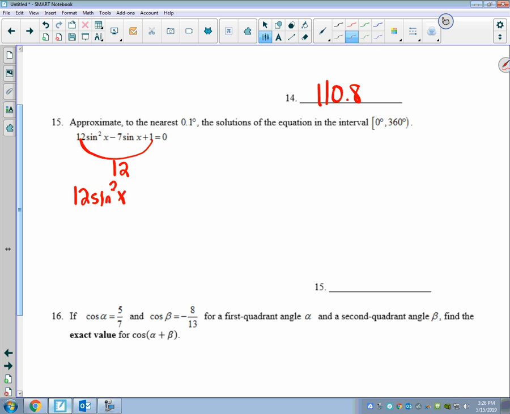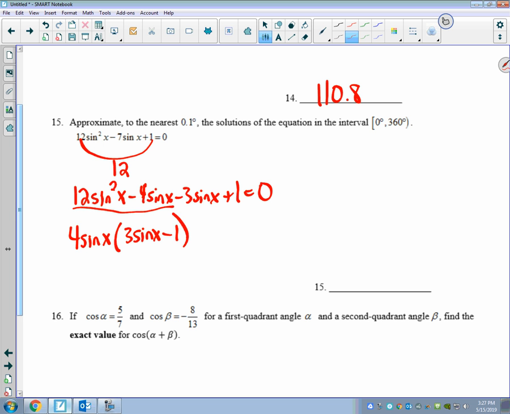So I wrote this as -4 sine of x minus 3 sine of x plus 1. And I did that factor by grouping, where I factored out a 4 sine of x, and I was left with 3 sine of x minus 1. And over here, I'd factor out a -1 to get 3 sine of x minus 1. So then that factors into 4 sine of x minus 1 times 3 sine of x minus 1.